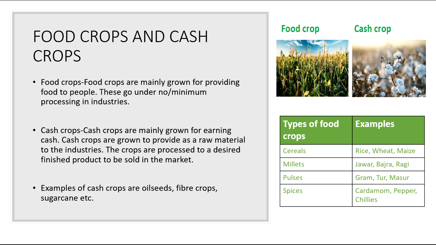The cereals include rice, wheat, and maize. Millets include jowar, bajra, and ragi. Pulses include gram, tur, and masur. Spices include cardamom, pepper, and chilies.